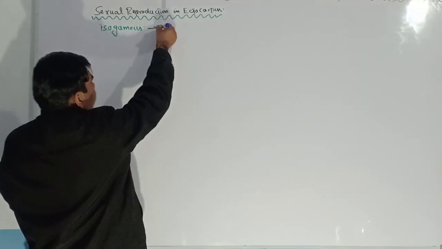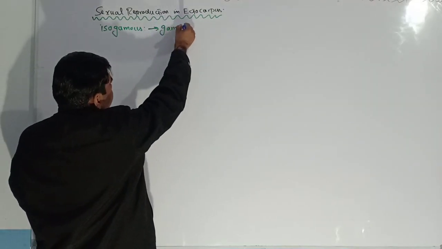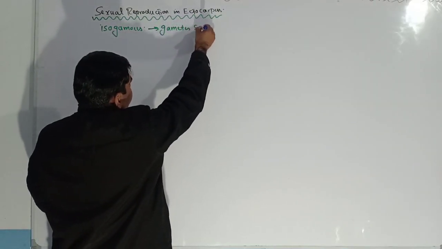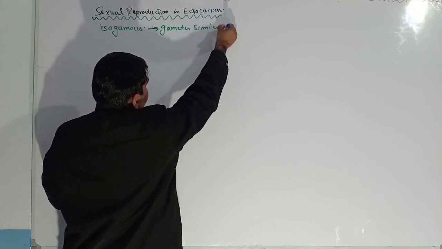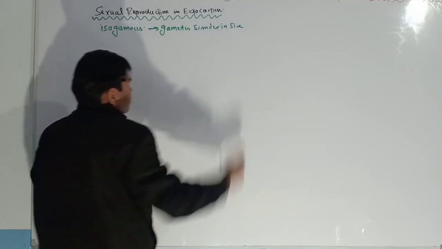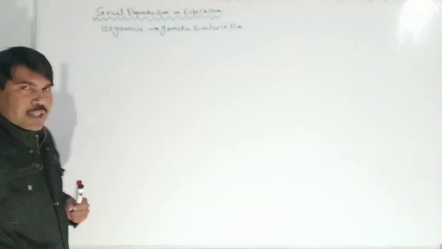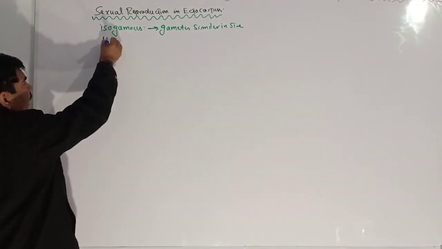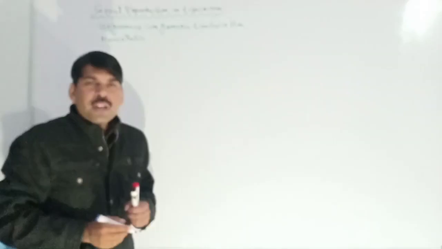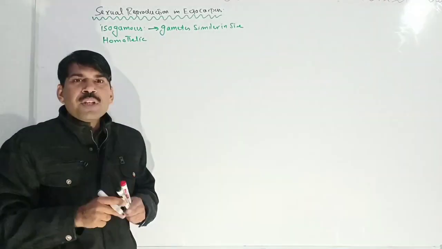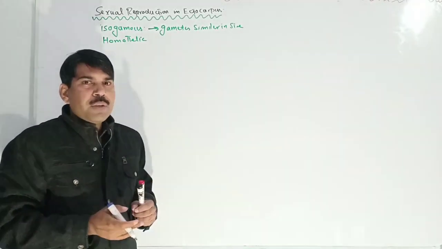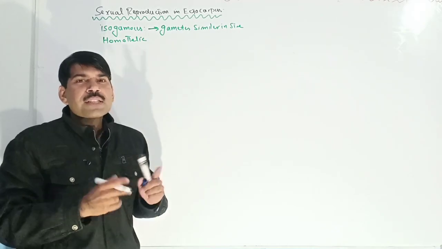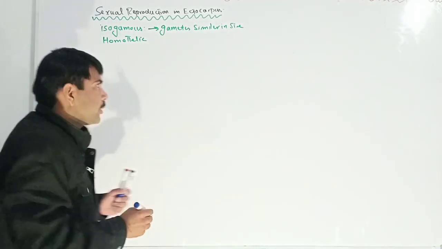So gametes similar in size. So it is isogamous as well as homothallic. What does homothallic mean? The word homothallic means that both gametes, male and female gametes, are produced in the same thallus or plant body.